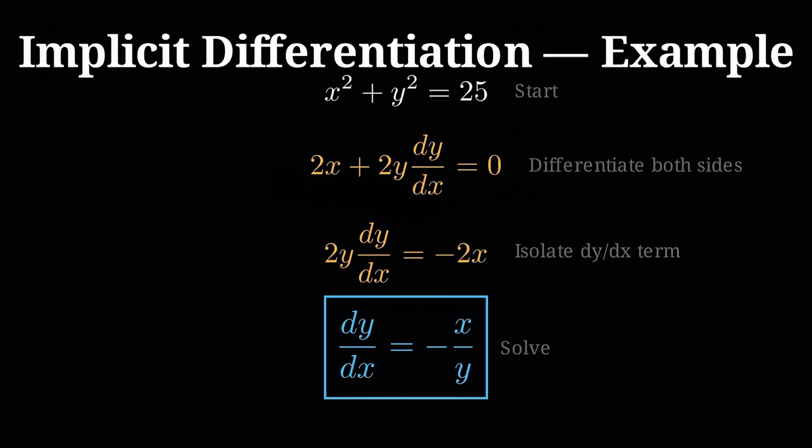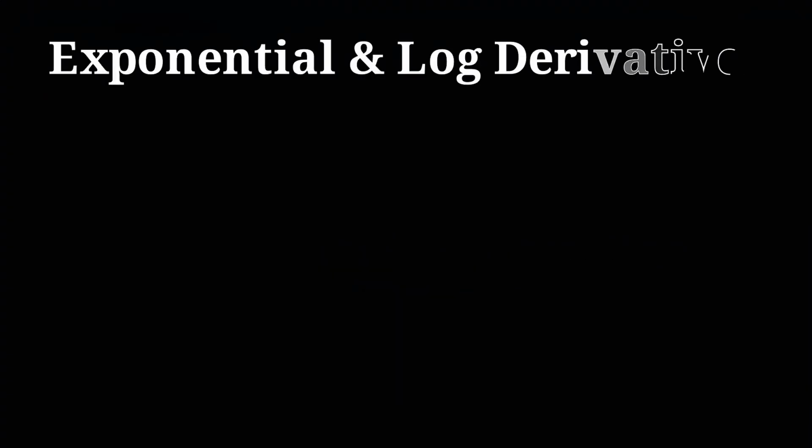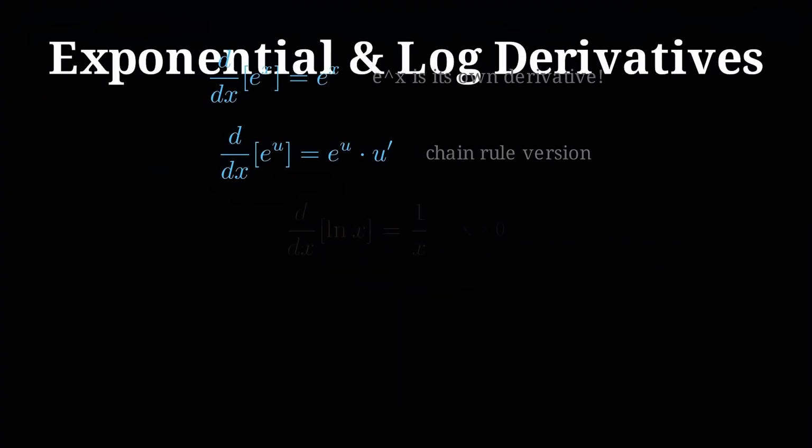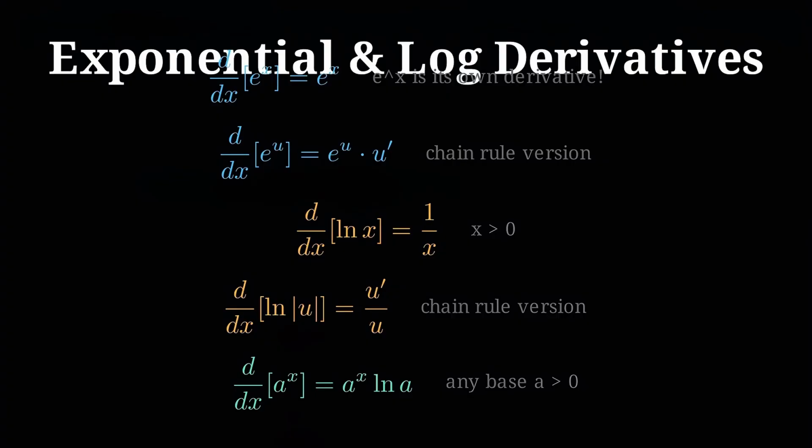Two more families to differentiate. For exponential functions, the derivative of e to the x is e to the x, the only function that is its own derivative. With the chain rule, the derivative of e to the u is e to the u times u prime. For logarithms, the derivative of natural log of x is 1 over x. With the chain rule, the derivative of natural log of u is u prime over u. For other bases, the derivative of a to the x is a to the x times ln a.